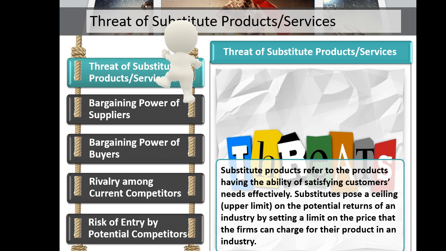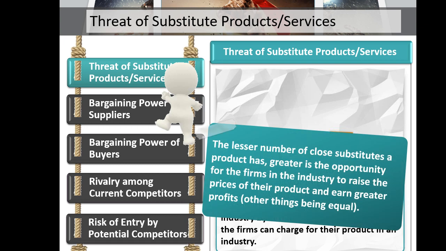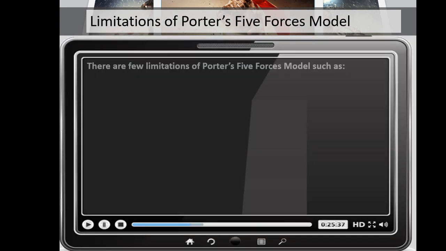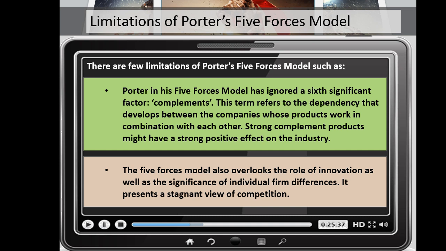So if you can see your screen, we are talking about threats of substitute products and services. The lesser the number of close substitutes a product has, the greater is the opportunity for the firms in the industry to raise the price of their product and earn greater profits. That is, if every other thing is equal.